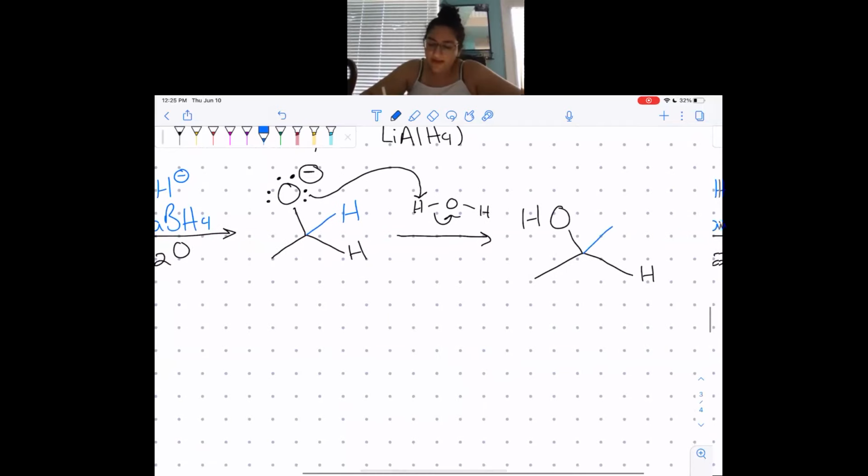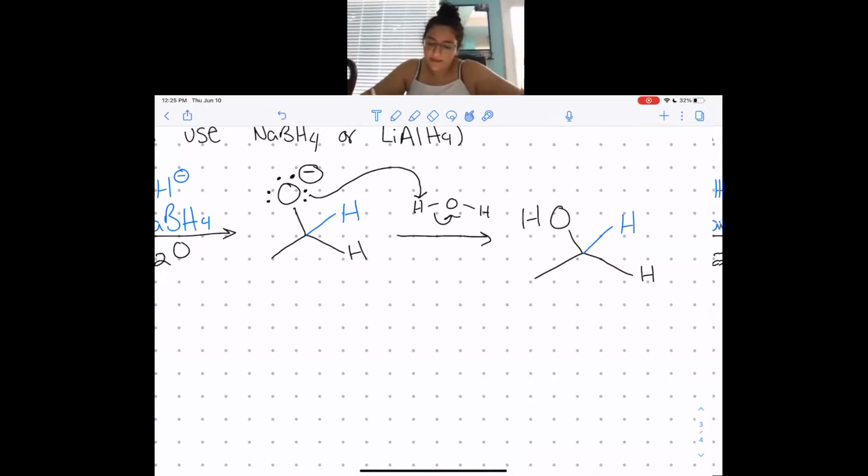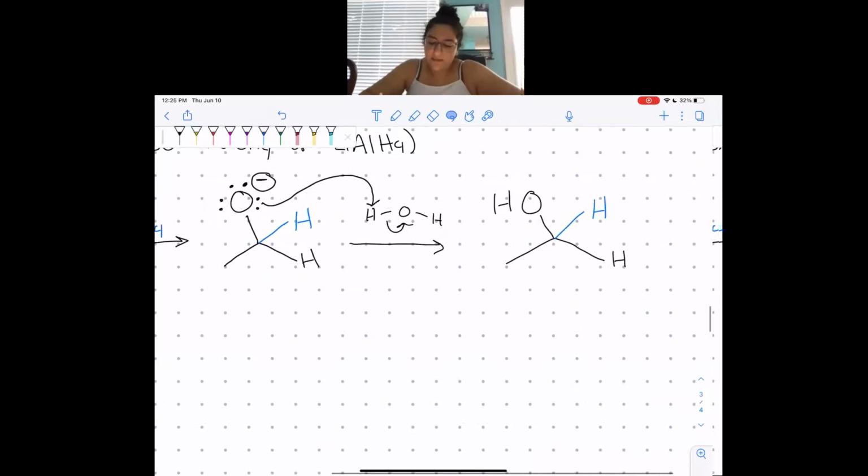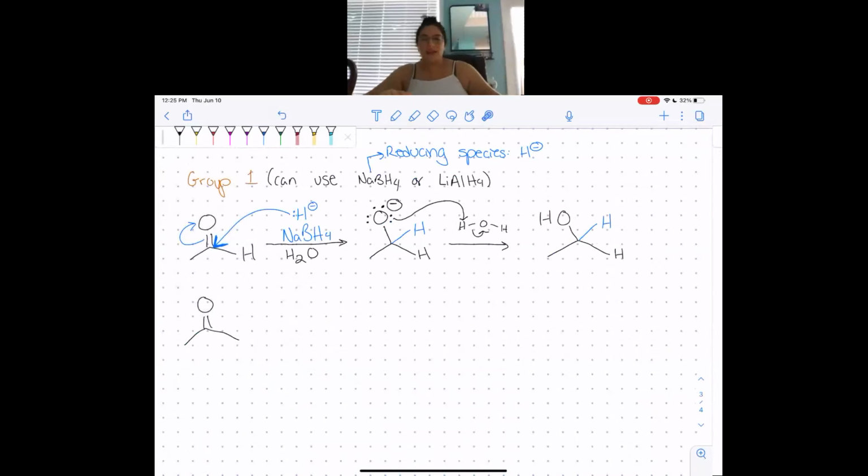a what kind of alcohol? Primary, secondary, tertiary. Primary, super, because this carbon is only attached to one other carbon, so it's primary. Perfect. So we can say that when an aldehyde is reduced, it turns into a primary alcohol.